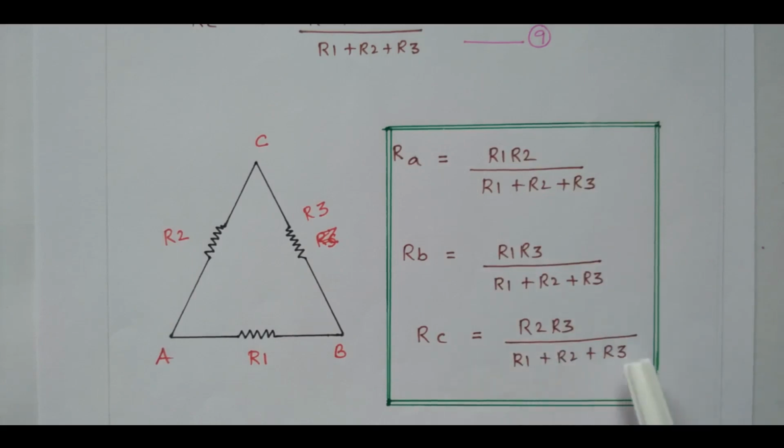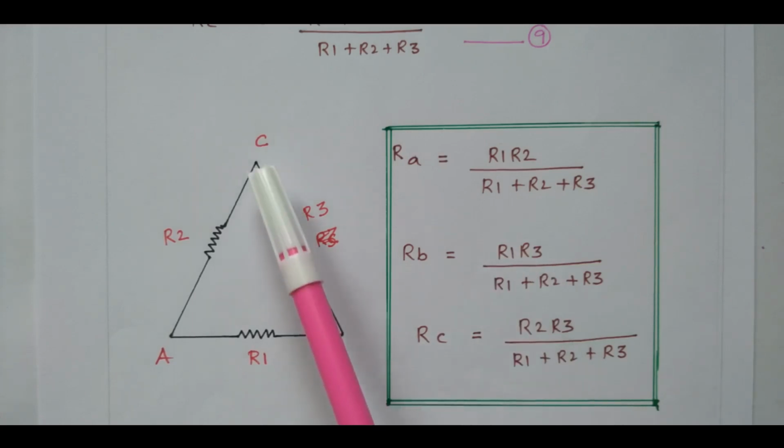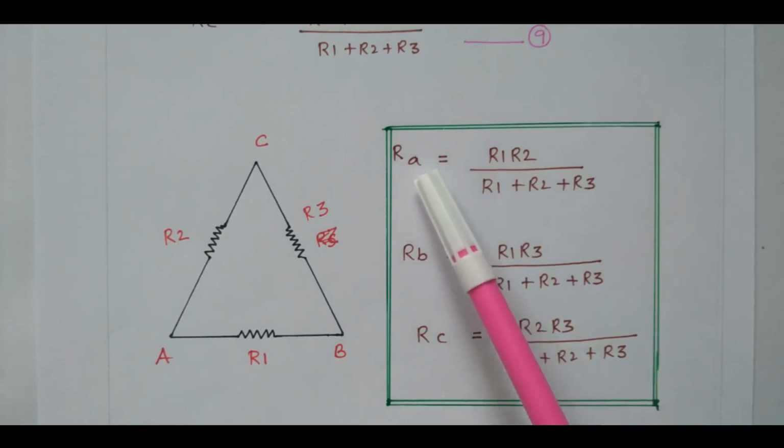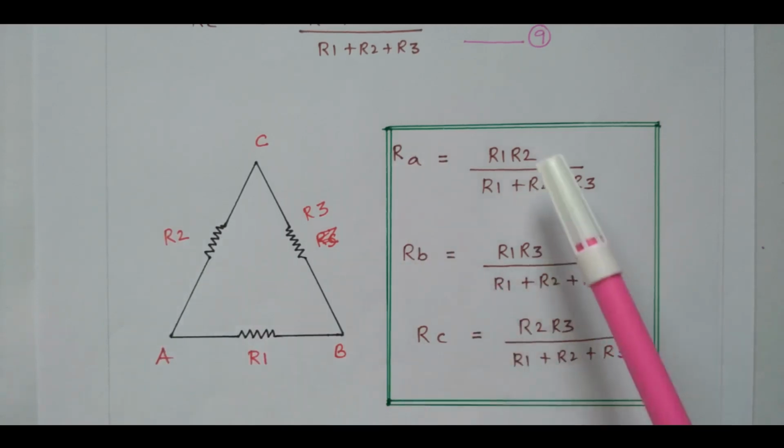These total resistance are common. Similarly RB, this is terminal B. What are the resistors available? R3 and R1. That is multiplied. You can easily remember. Similarly RC, this terminal C. What are the resistors available? R2 and R3. So that is R2 into R3 divided by total resistance. So RA means what are the resistors connected, you have to multiply. You can easily remember. Now we converted delta to star. Now we'll go for the star to delta conversion.